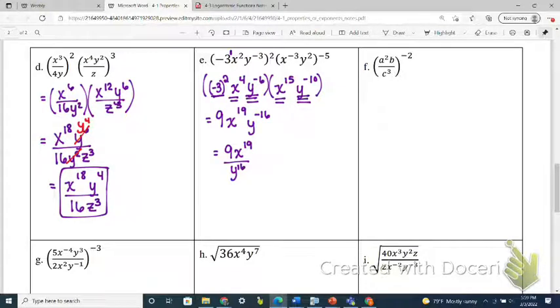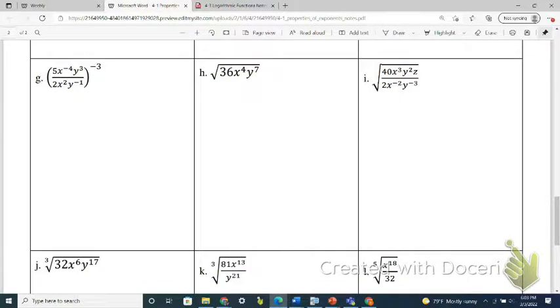On to F. Same process. First thing I'm going to do, distribute. So I end up with a to the negative 4, b to the negative 2, c to the negative 6. They're all negative. That means they all need to switch positions. So c to the 6th comes up, a to the 4th, and b to the 2nd goes down. I can't reduce anything. That is it for that one.